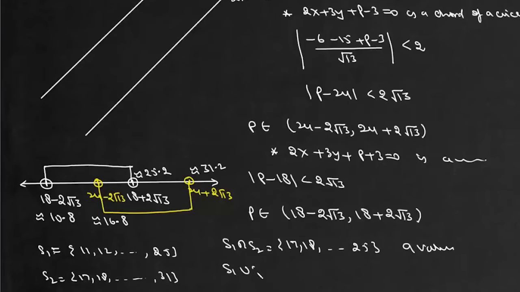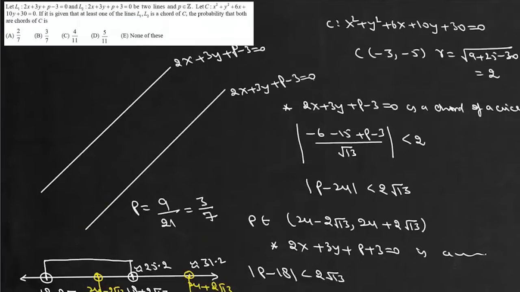and S1 union S2 will be values from 11 to 31, and here we have 21 values. So this required probability will be favorable values 9 upon total values 21, which is 3 by 7, and that's your option B.